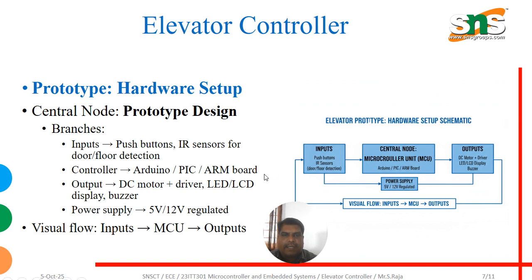Next we have to go for a hardware prototype. This hardware prototype is based on the exact design of what the elevator needs. So this elevator is built based on the inputs of push buttons and IR sensors for door and floor detection. The controller may be a PIC microcontroller or ARM board or Arduino board. Then the output devices are a DC motor plus driver, an LED and an LCD display. And finally the buzzer is used for indicating the output.